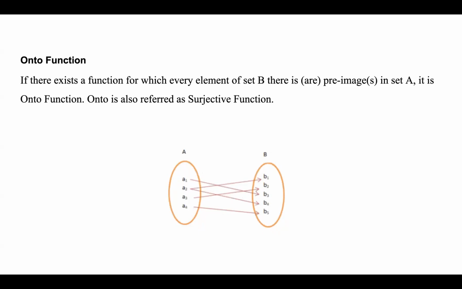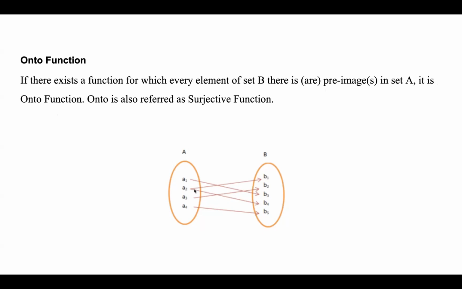Then the onto function. If there exists a function for which every element of set B has pre-images in set A, it is an onto function. Here we can see A1 is assigned to B3, and A2 is assigned to B1 and also B4.